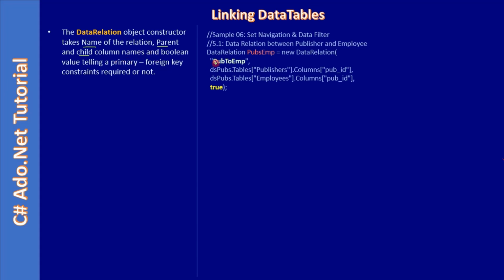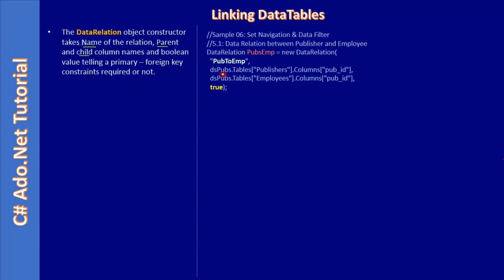So here, if you look at the code, we are creating the data relation and we named it pubs to emp. Pubs to emp is the name. Here it is a reference, right? New data relation pubs to emp takes a name, right? So we gave a name.